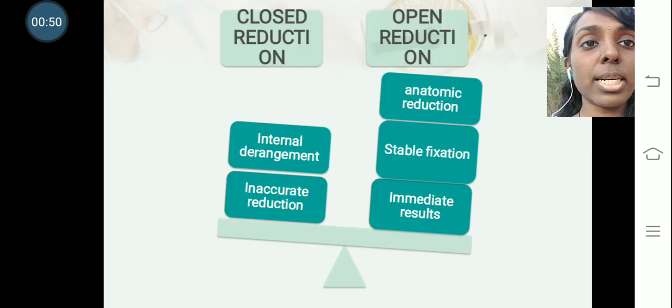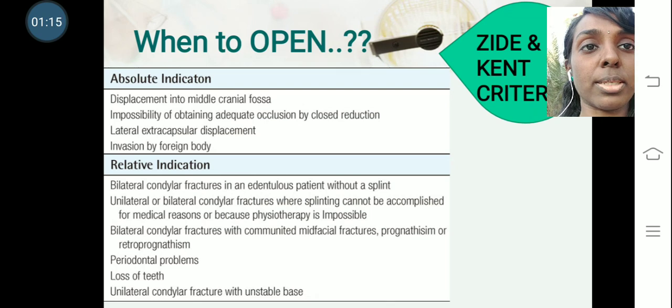Now, the management comes under two categories: closed reduction and open reduction. This will vary depending on the age of the patient and the type of fracture. The obvious advantage of closed reduction is avoidance of the morbidity and complications associated with open reduction. But many times it has disadvantages like internal derangement, inaccurate reduction, etc. So, open reduction is performed because of anatomic reduction, stable fixation and immediate results.